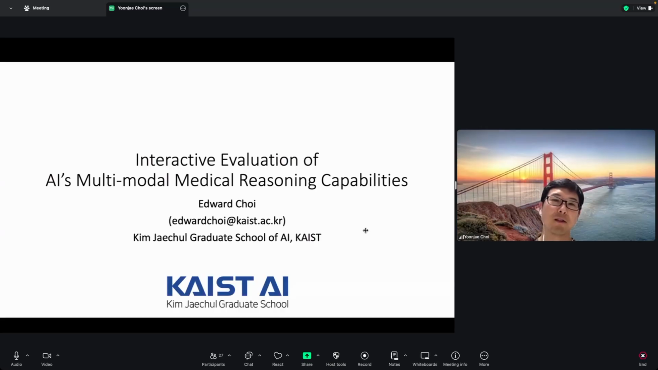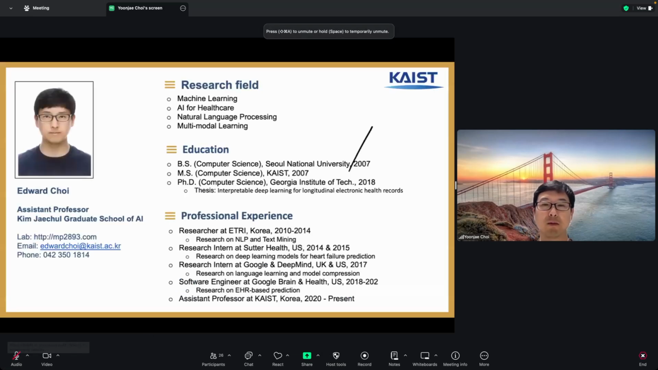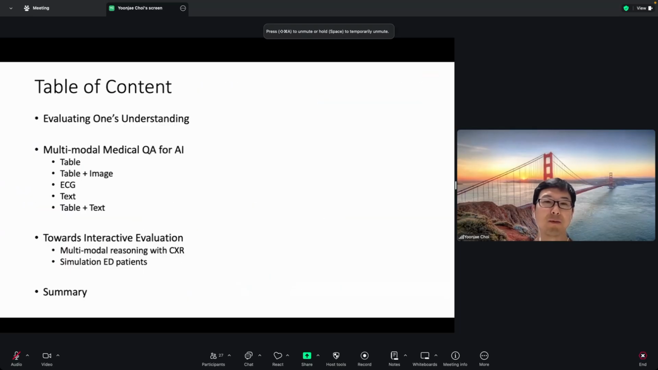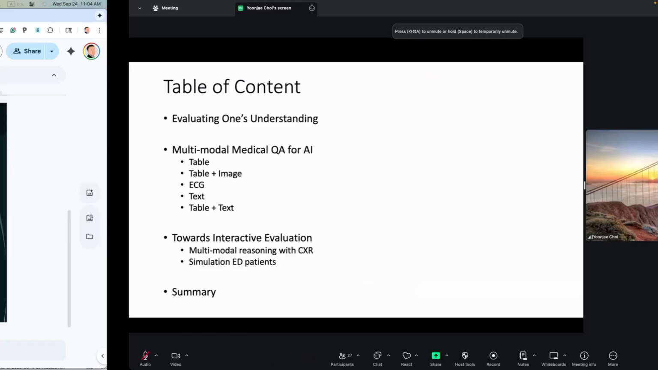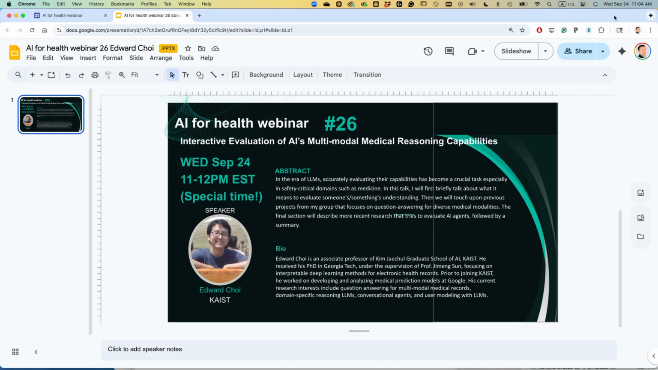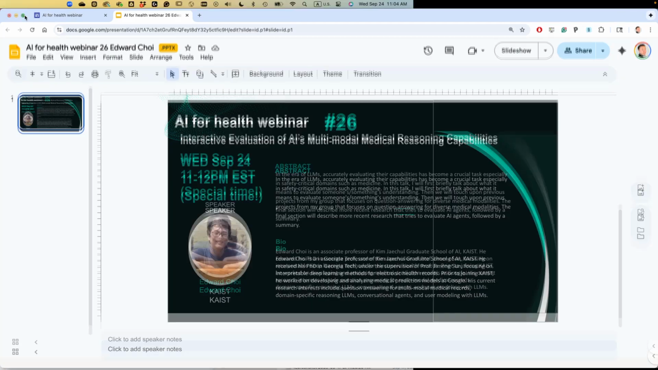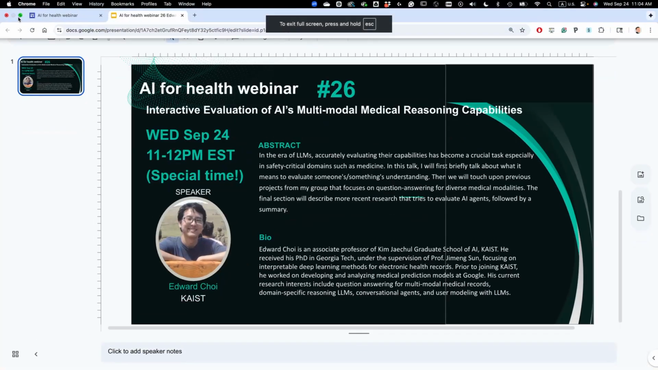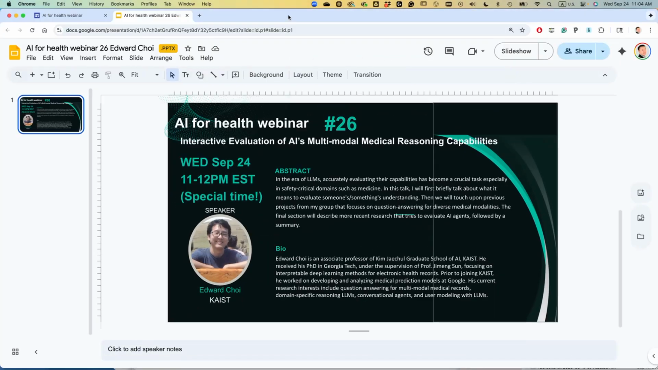The talk title is, as it says here, Interactive Evaluation of AI's Multimodal Medical Reasoning Capability. I put the interactive part here specifically because I want to talk about it in the third section of today's talk. I can skip the introduction, since it already did me justice. It's a three-part talk.